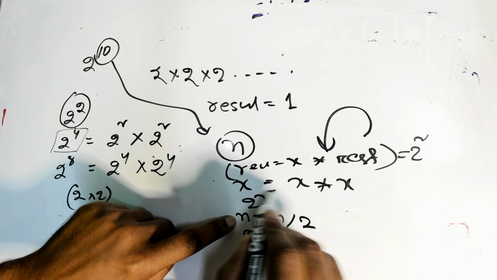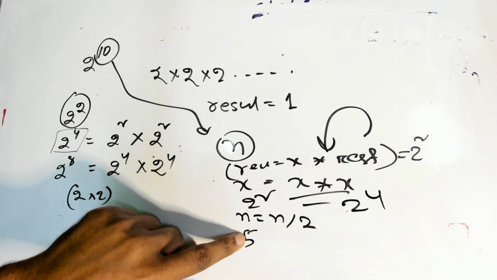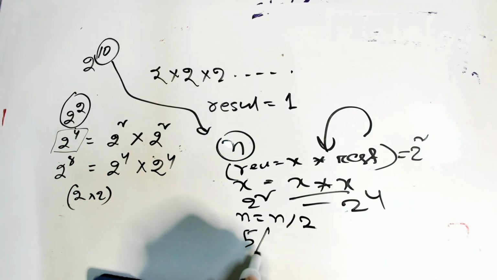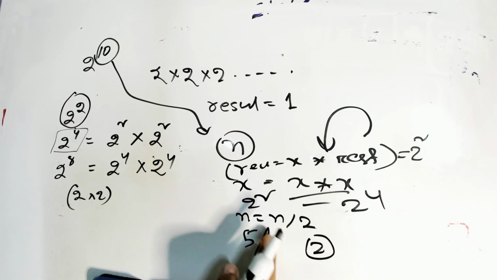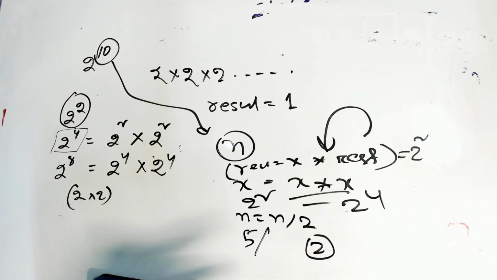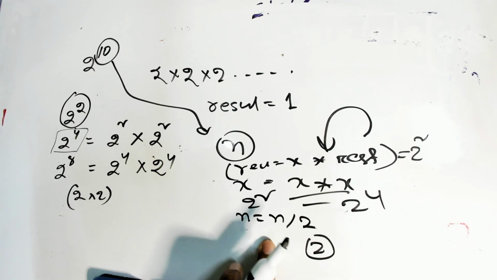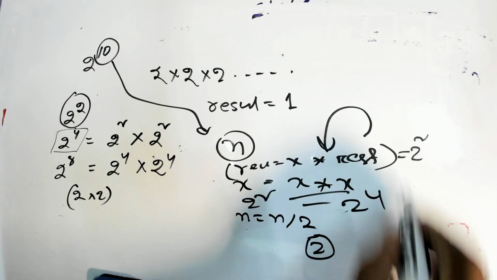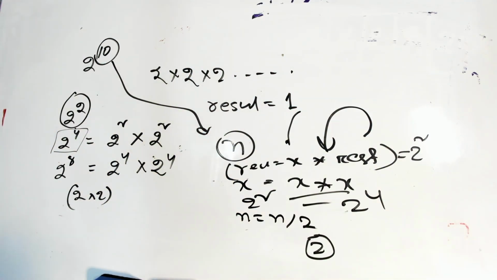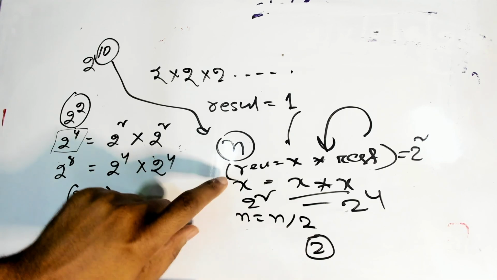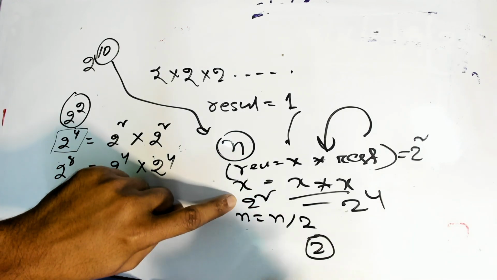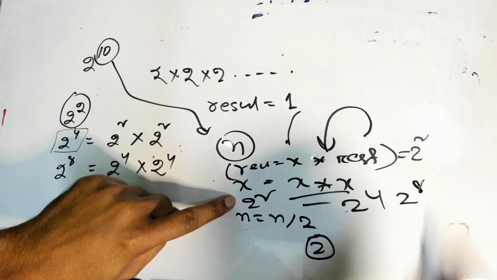This x will become 2 to the power 4, and then the same way we're going to do n equals n by 2. Sorry, it was 5, then 5 by 2, it will become 2, and it will go here. Then this time n is even, so we're not going to do anything to our result, and 2 to the power 4 will become 2 to the power 8.